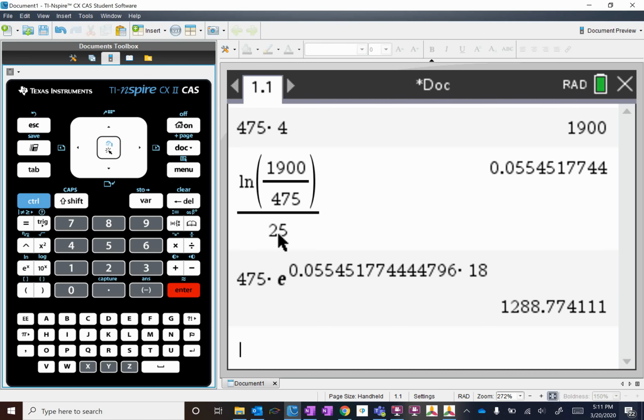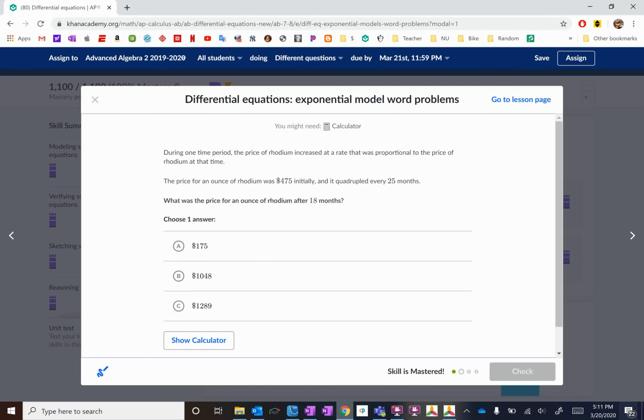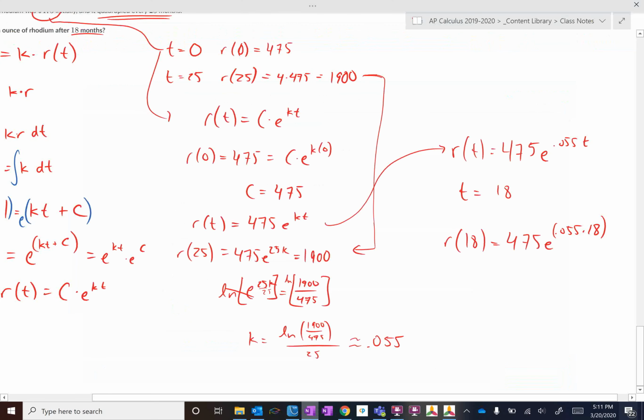We get 1,288.77, roughly 1,289 in the actual problem here. So R of 18 equals $1,289.